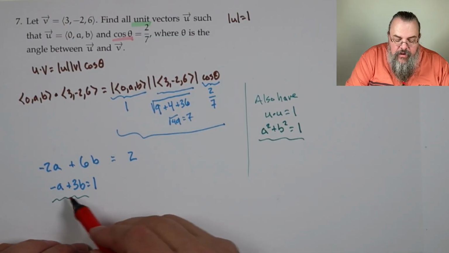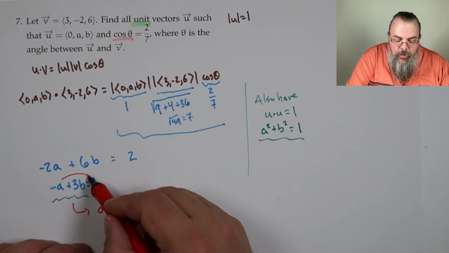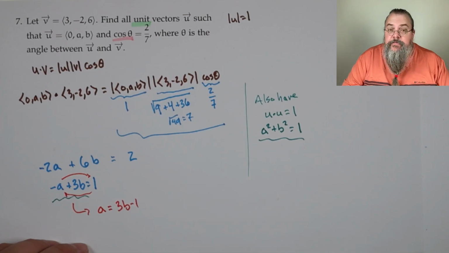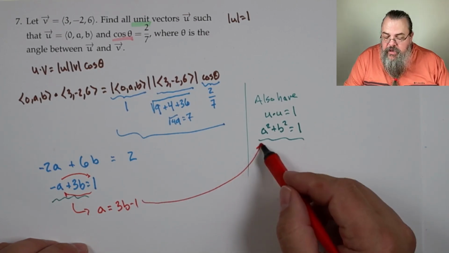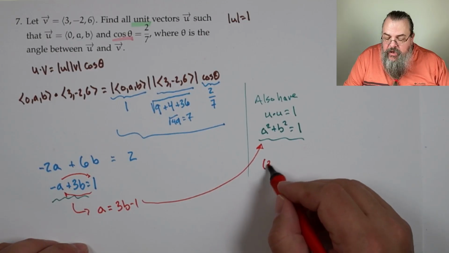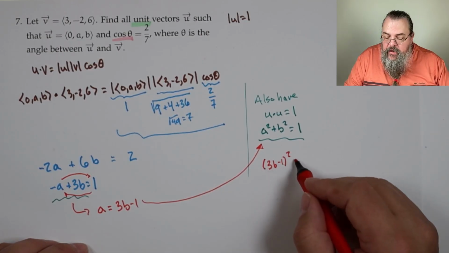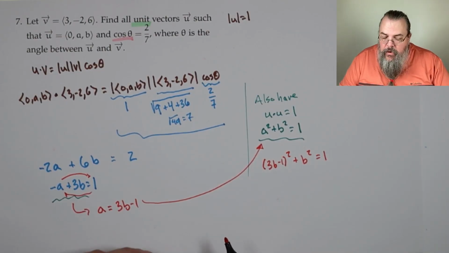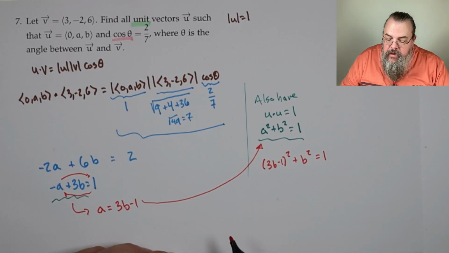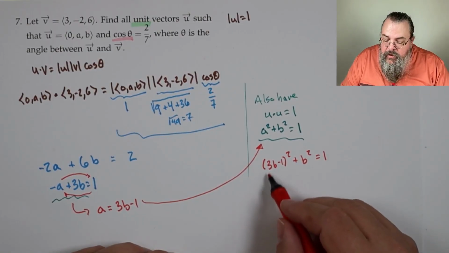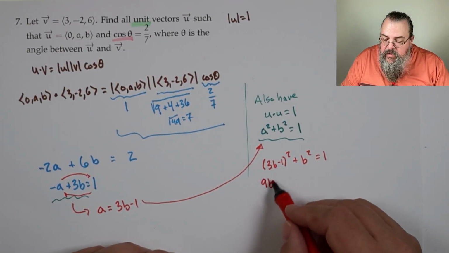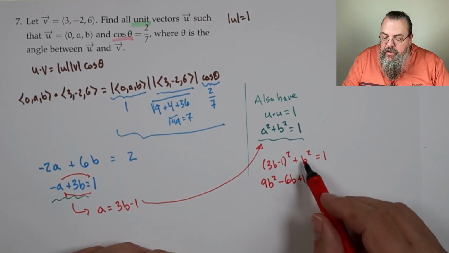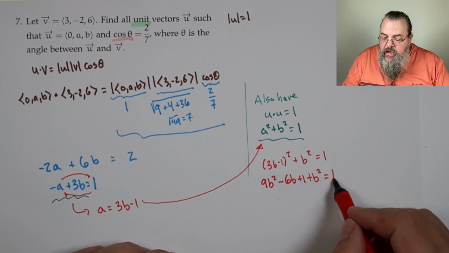So we can say, look, if we just swap, we get a is equal to 3b minus 1. We're going to move it over to here. And this says the quantity 3b minus 1, squared, plus b squared equals 1. Well, what does that tell us? We square this, that's 9b squared minus 6b plus 1 plus b squared equals 1.